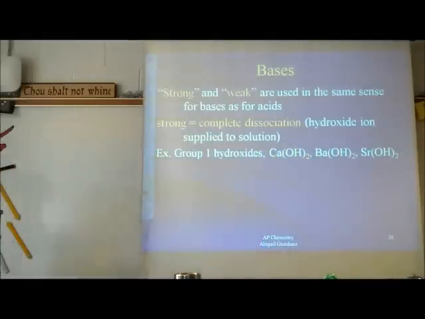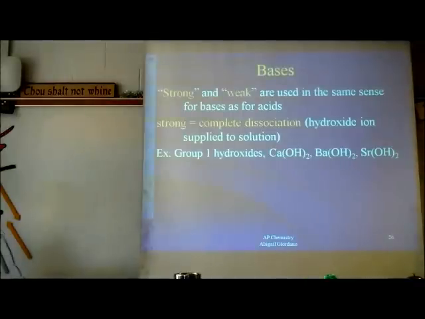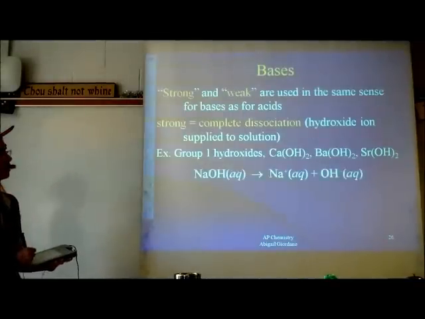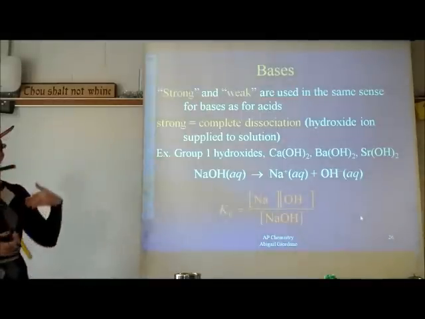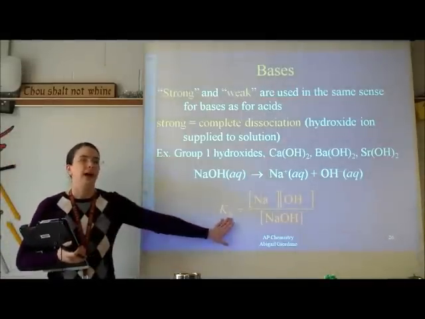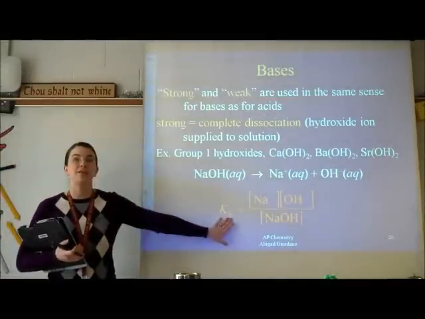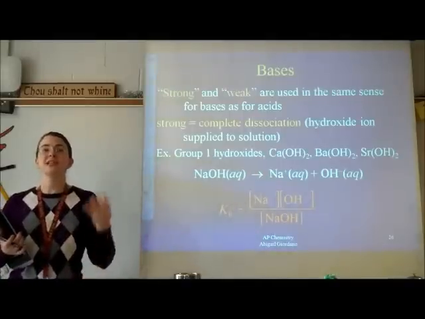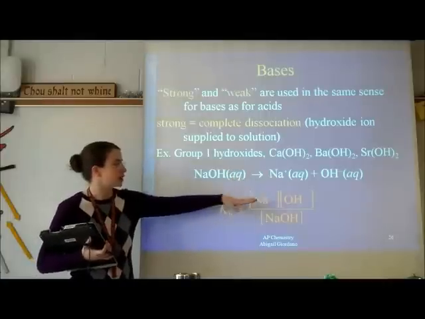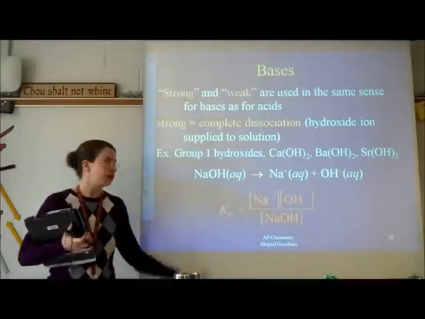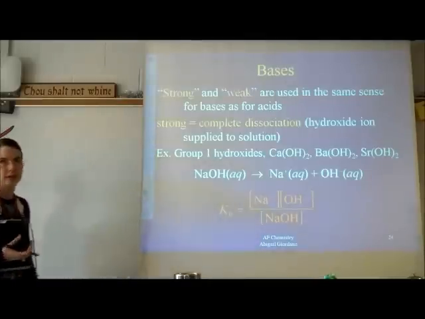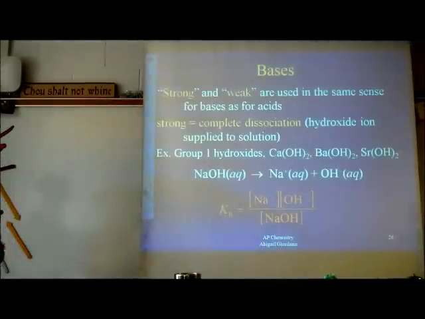Okay? Those are your strong bases. Anything that's not in that list is considered a weak base. And instead of Ka, now we'll have Kb, b for base. Okay? It's not anything different, people. It's still just products over reactants. The only reason that b is there is because this is a base reaction. So don't get nervous about all these K values. They're all the same thing.